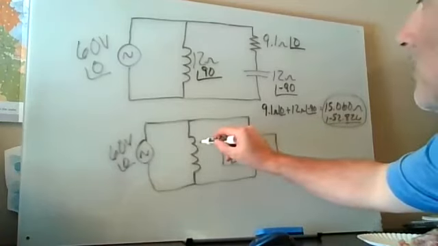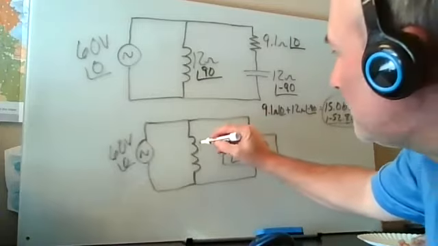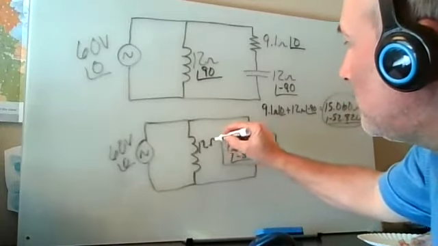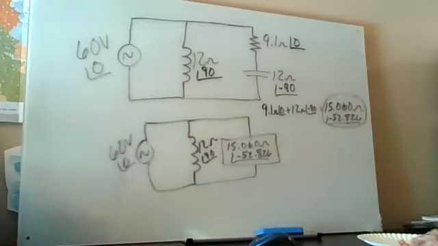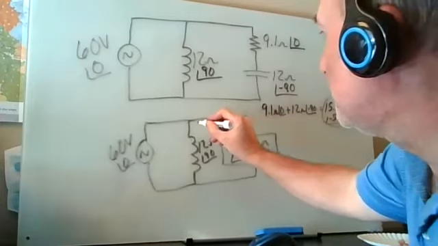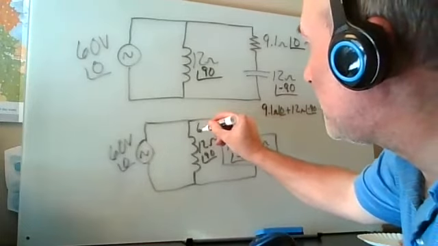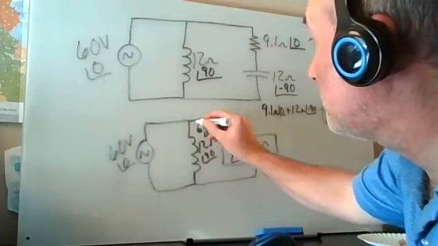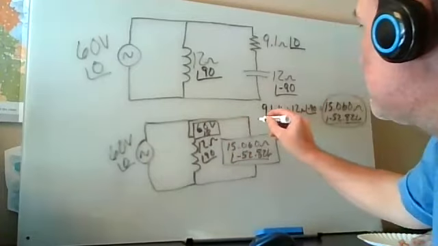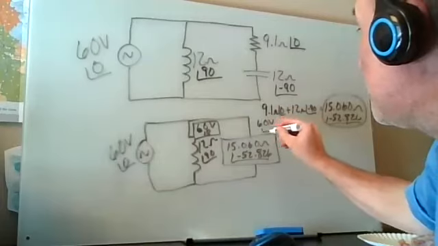And this one was 12. Hey, I'm going to get another marker. 12 ohms at an angle of 90. Well, what do I have now? I got a parallel circuit. So I know that this voltage drop is 60 volts at an angle of 0, and this is 60 volts at an angle of 0.